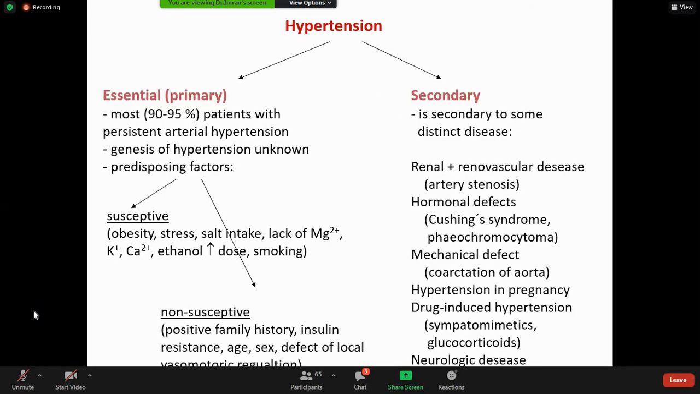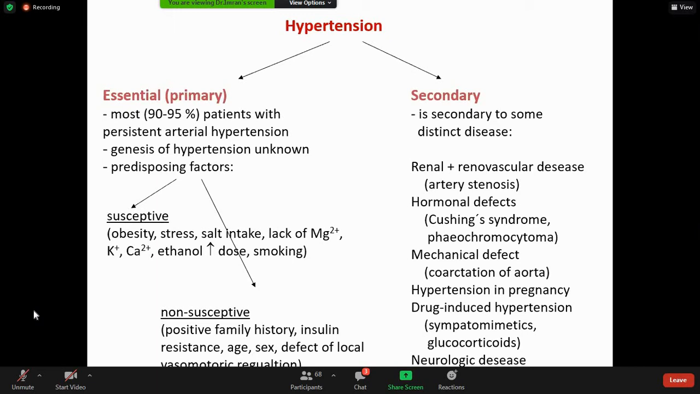Now hypertension, what are the types? There are essential hypertension, which is labeled as primary hypertension, and secondary hypertension. In 90 to 95% of patients with persistent hypertension, there is no specific cause, right? The genesis of hypertension is unknown, but there are some predisposing factors that we will think about, which may lead to this primary hypertension.